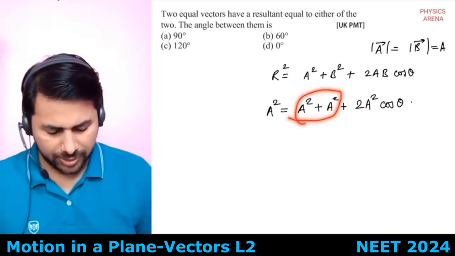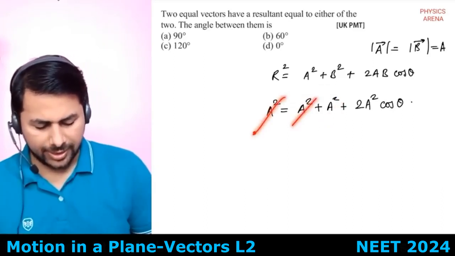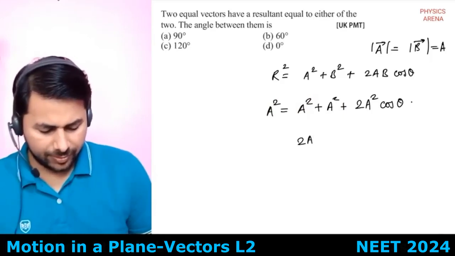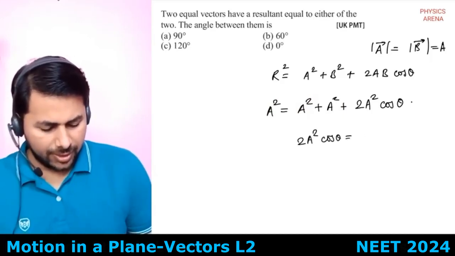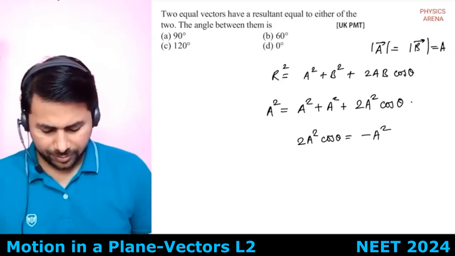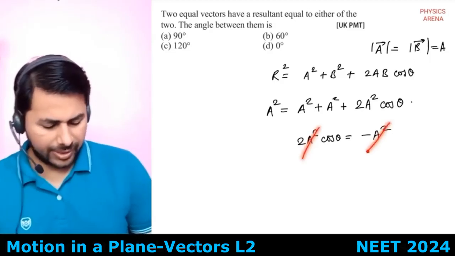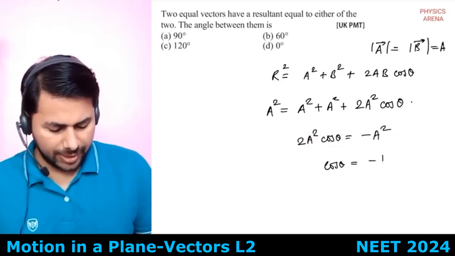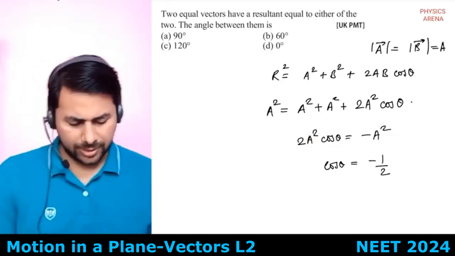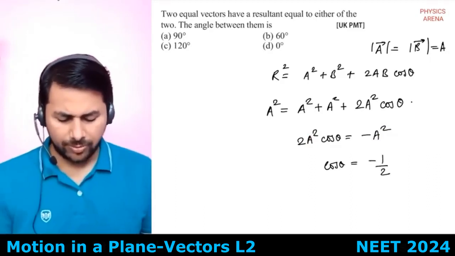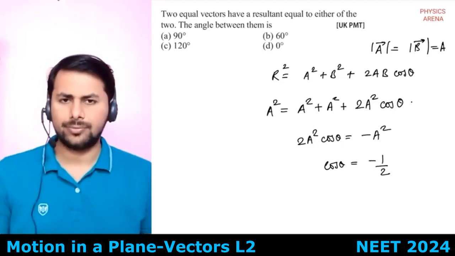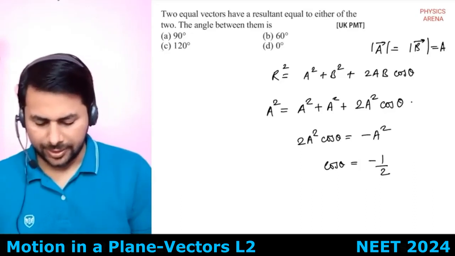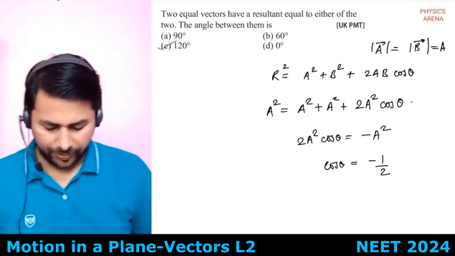Or you move this on other side, this will get cancelled out. So 2A square cos theta is minus A square. Okay, so A square and A square will get cancelled. Cos theta is minus 1 by 2, and therefore, how much will be the angle? Option C, sir. Right, it's option C.